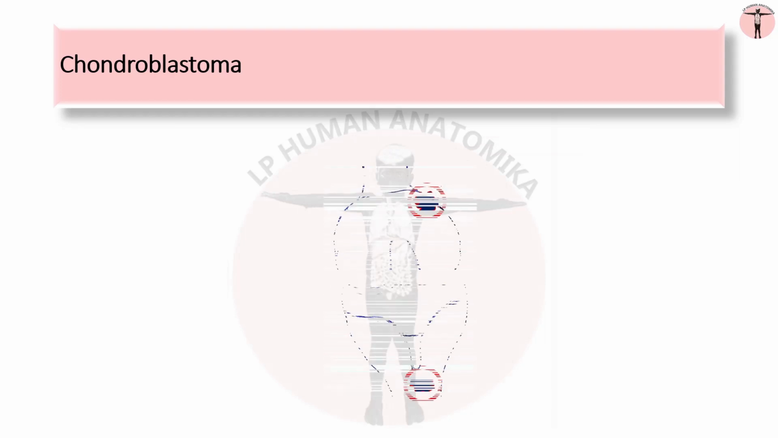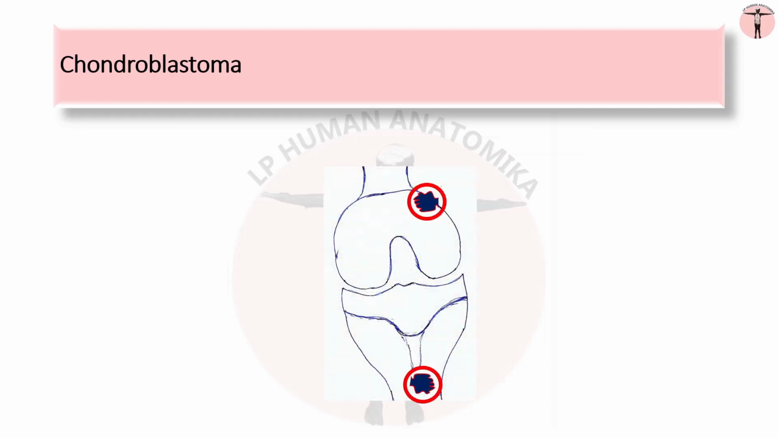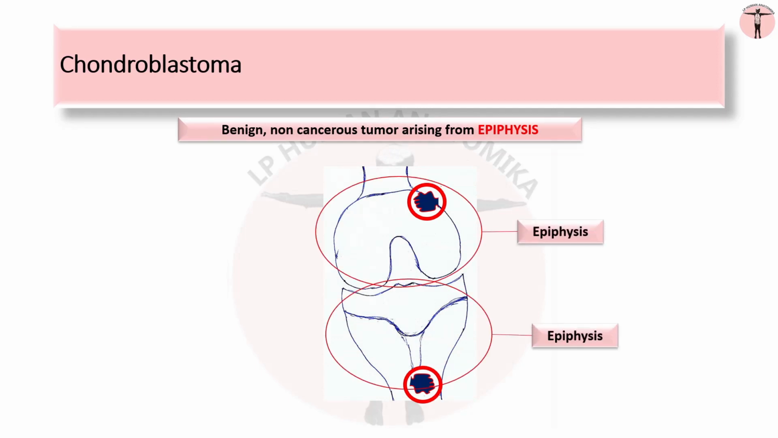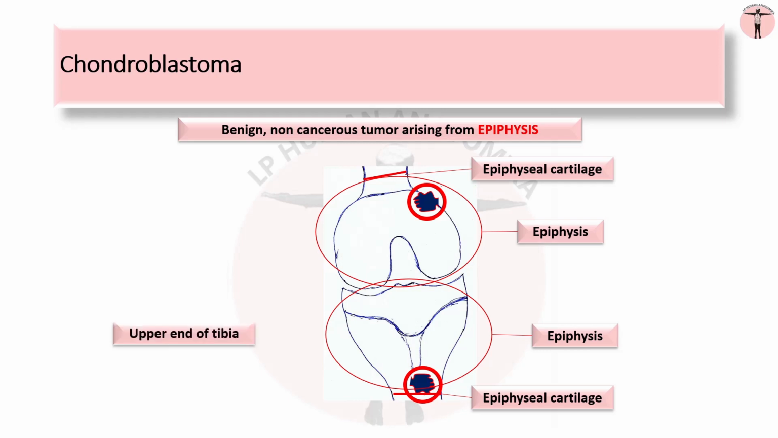Chondroblastoma is a relatively rare, benign, non-cancerous tumor arising from the epiphysis of long bones adjacent to the epiphyseal cartilage plate, mainly the upper end of the tibia and humerus and the lower end of the femur. Chondroblastoma is mostly seen in children and young adults and is curable with surgery to remove the tumor.